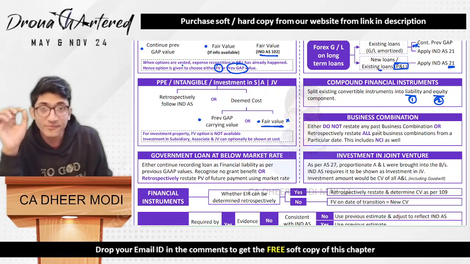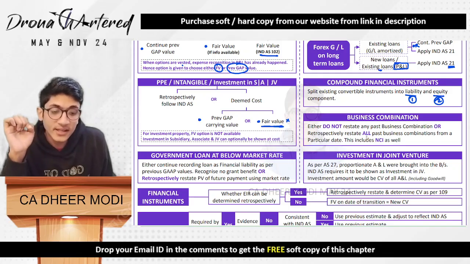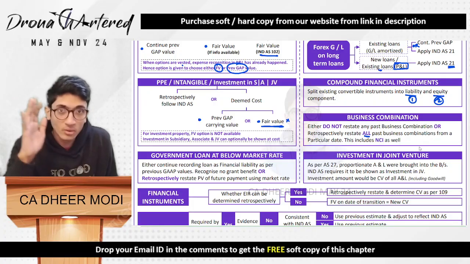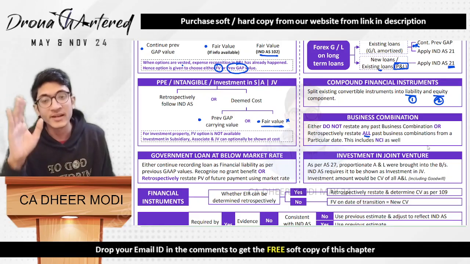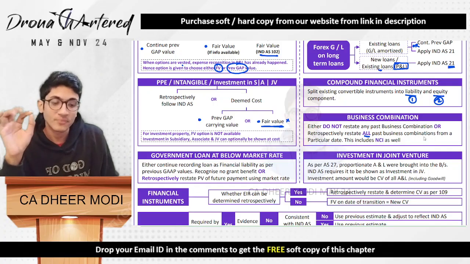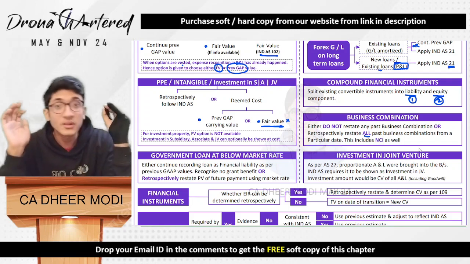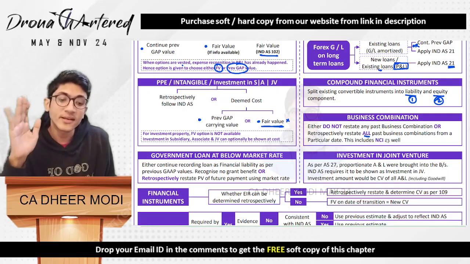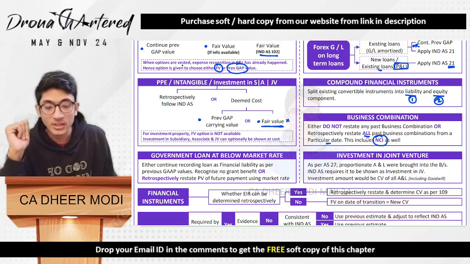But if you want to restate a particular business combination, then you will have to retrospectively restate all past business combinations from a particular date. Say for example, today we are on 9th October 2024. Say some business combination I had done on 1st April 2021. If I want to restate that business combination, then all business combinations after that date will have to be restated retrospectively. So retrospectively restate all past business combinations from a particular date. And this includes your NCI, that is your non-controlling interest, as well.